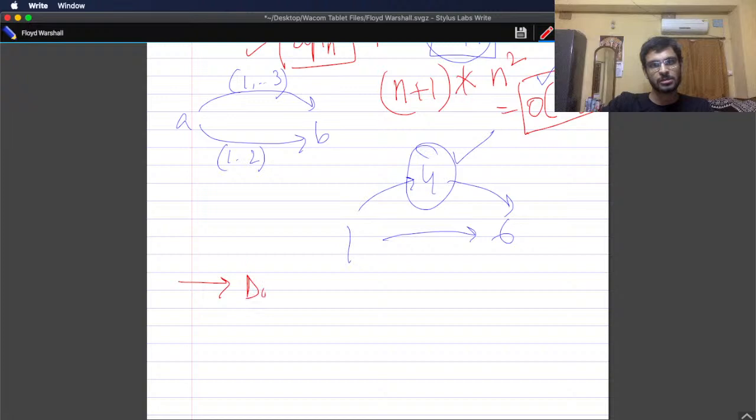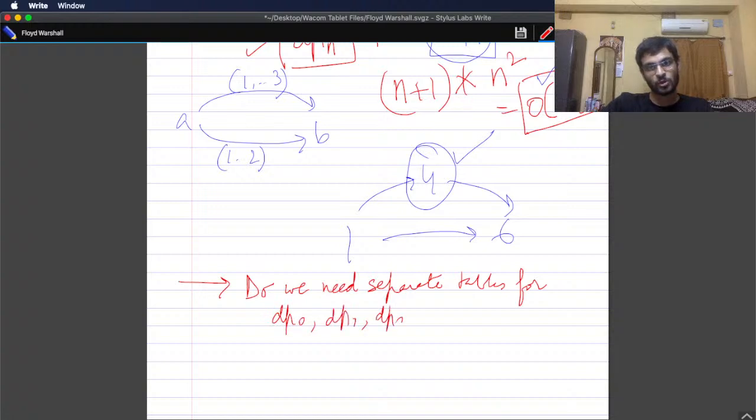Do we need separate tables for dp0, dp1, dp2 up to dpn, or can we reuse the same table? Can I reuse dp0 to store dp1? While I'll be solving dp1, I'll just be overwriting on dp0. Can I overwrite on the same matrix? Okay, thanks Umang. Hope you understood something.